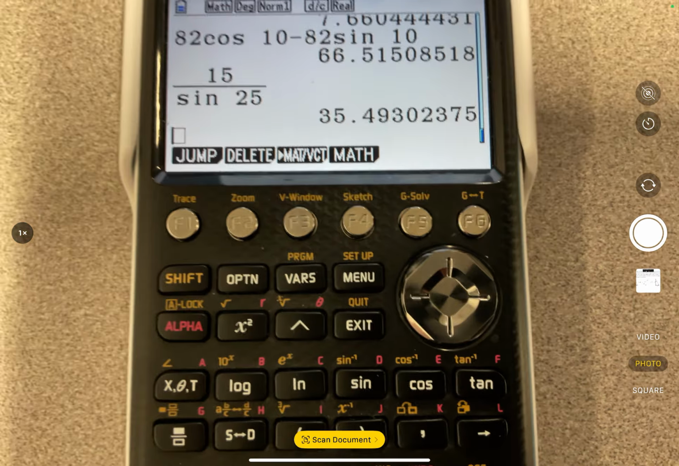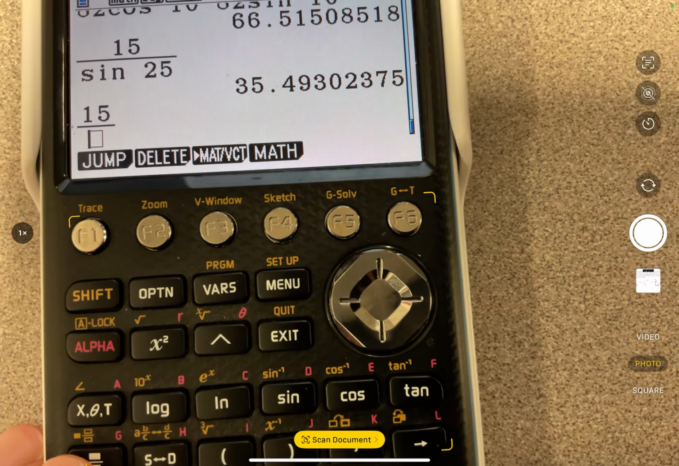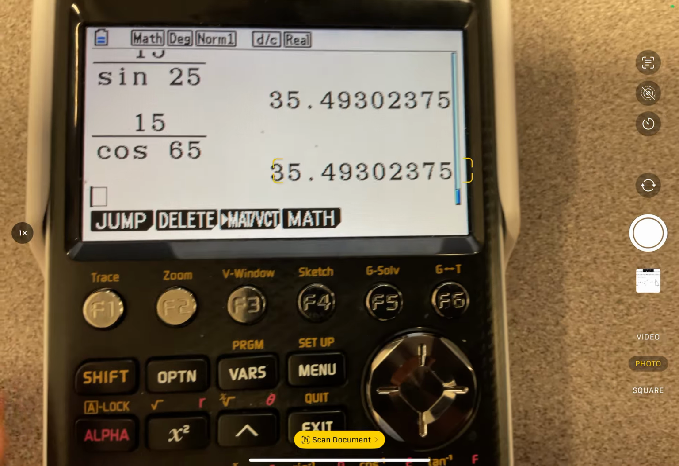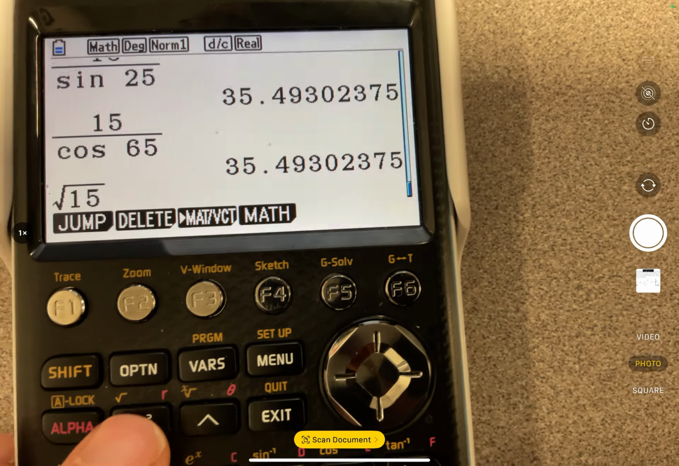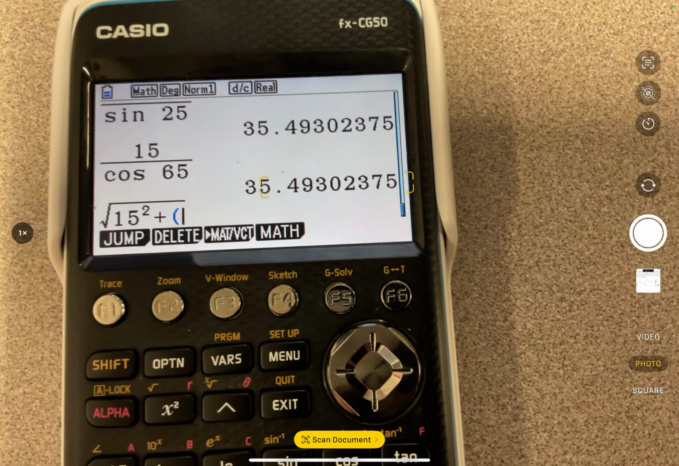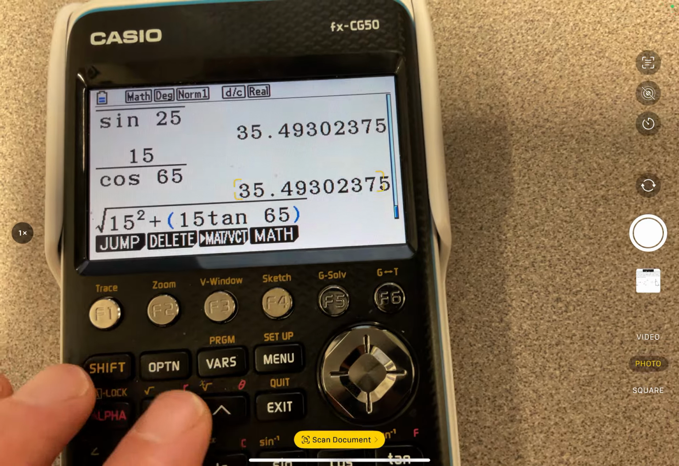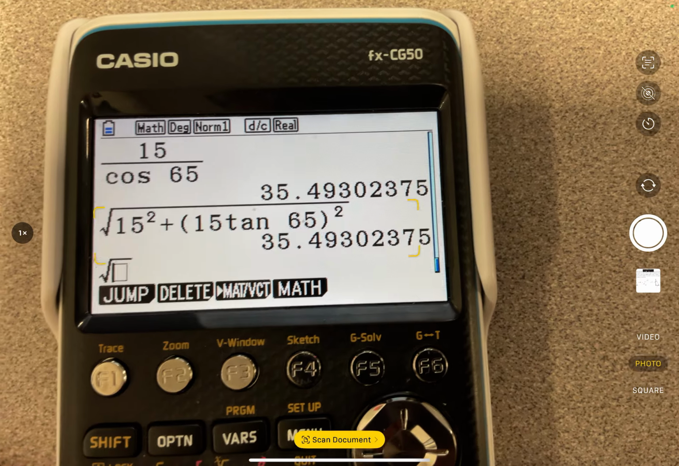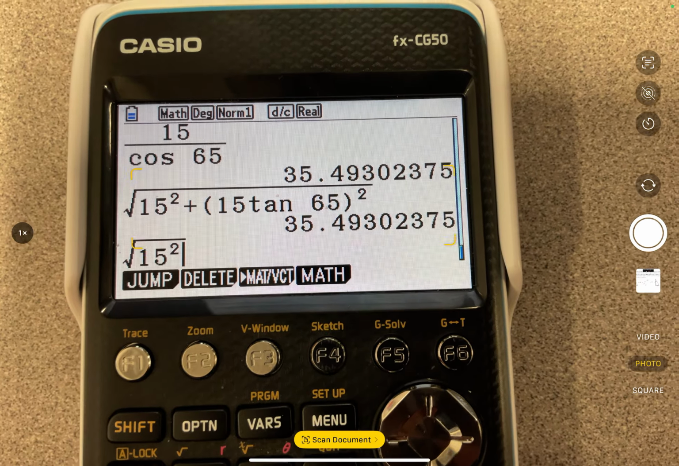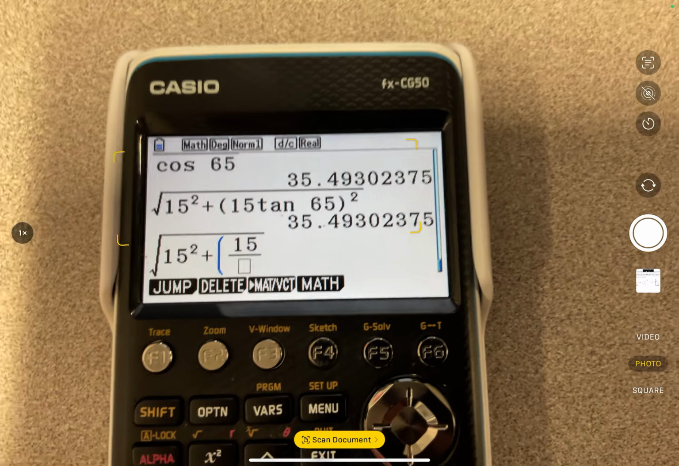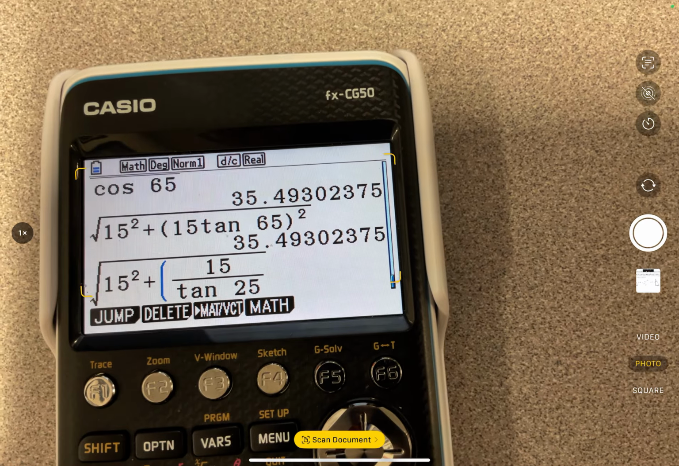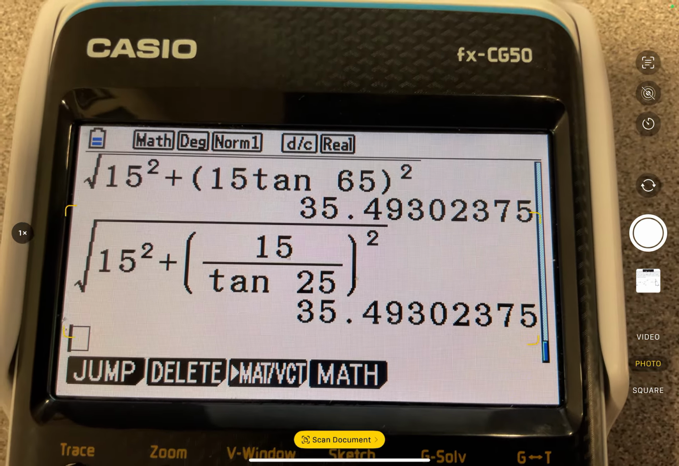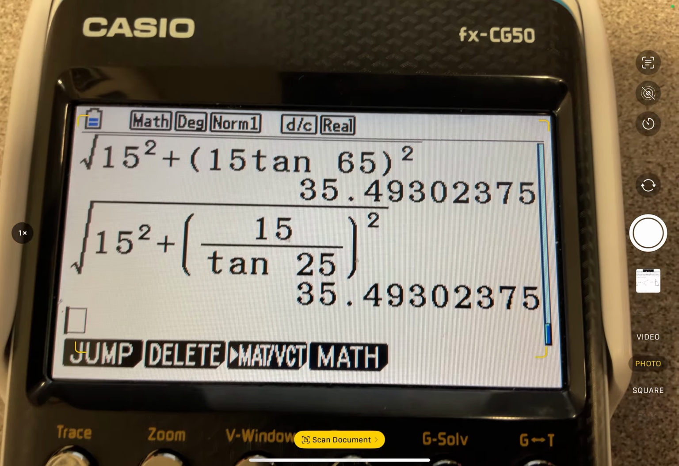type in all the other choices and see if any or all of them match? 15 over the cosine of 65. Same exact answer. Type in the third choice, the square root of 15 squared plus, make sure you do parentheses here, 15 times the tangent of 65 squared. Same exact answer. And then finally, the square root of 15 squared plus, make sure you do parentheses, 15 over tangent 25 squared. That was the other one we did. Same exact answer. So you get the same exact answer every single time, my friends.